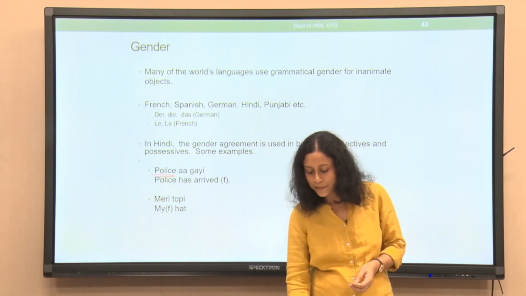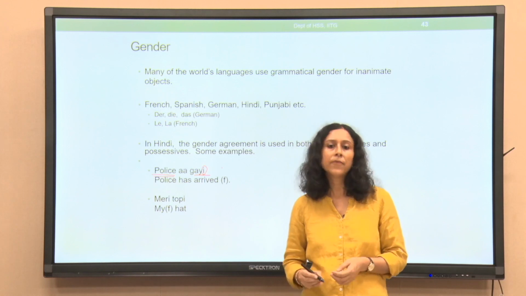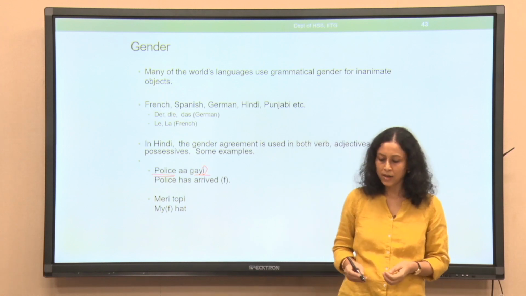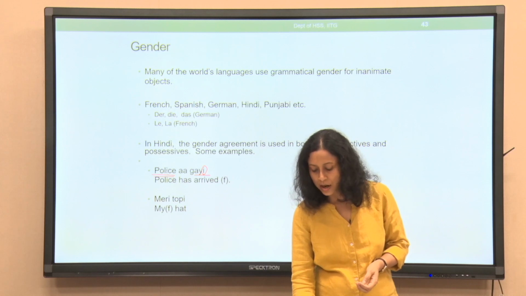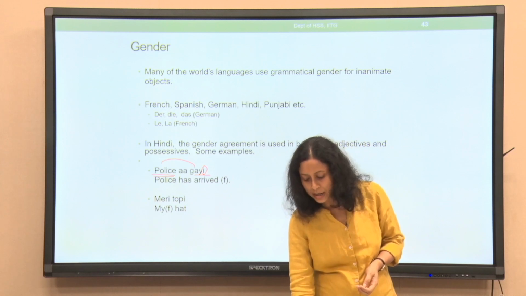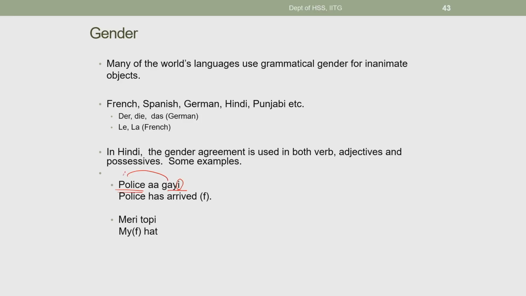That is how you will see "police aa gayi." This part denotes the feminine gender of the entity in this case. So, this is how you have an agreement between the noun and the verb, because it is feminine. Similarly, "topi." So, this is a possessive.